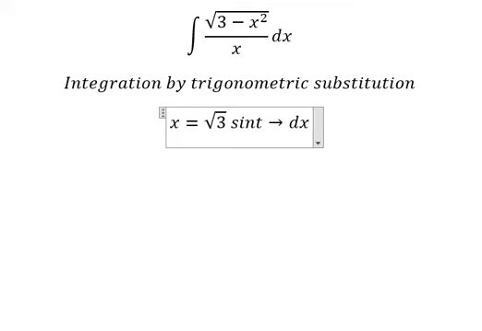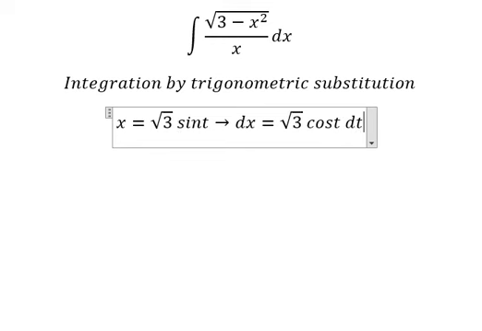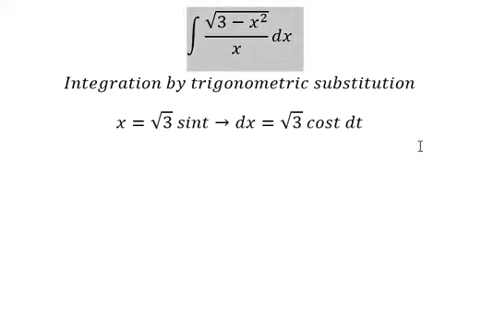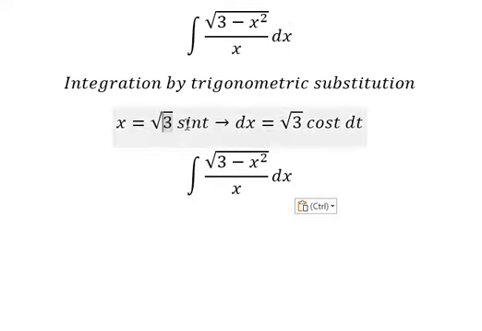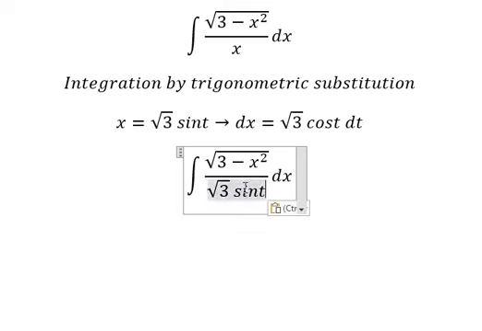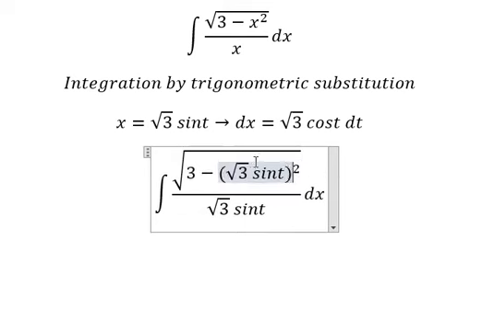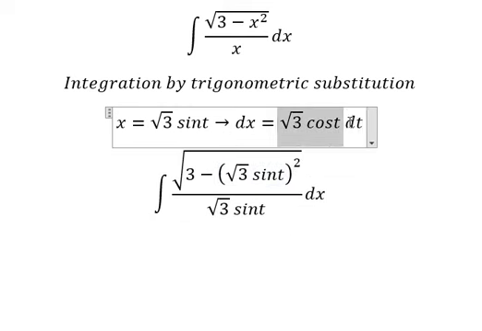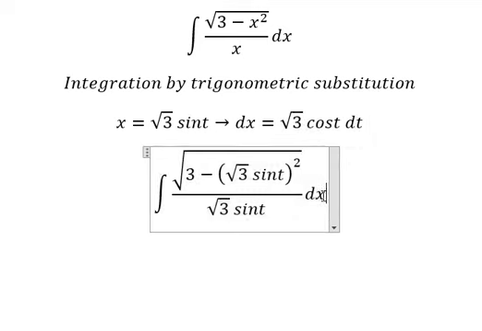Next, we have ds equals the square root of 3 cosine t dt. First derivative of sine t, we have cosine t. So I will put this one here and here. The s we change by this one.